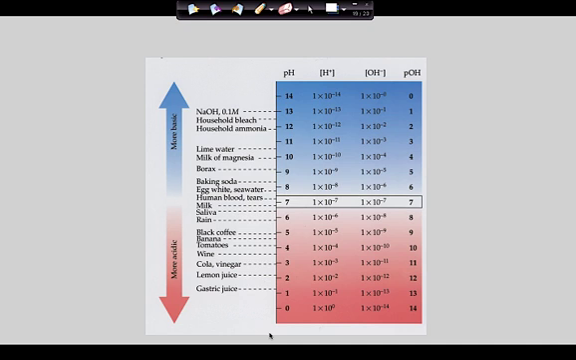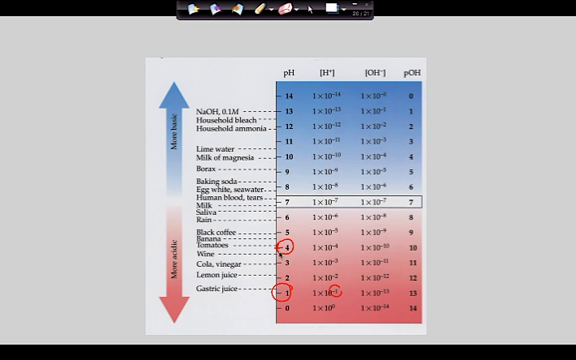Okay, so guys, let's start down here at the bottom of the pH scale, which is stomach acid, which has a pH of 1. What does that mean? If stomach acid has a pH of 1, that 1 is the exponent in the molarity, right? So that means the hydrogen ion concentration of this is 1 times 10 to the negative first. So a pH of 1 means the hydrogen ion concentration is 1 times 10 to the negative first.